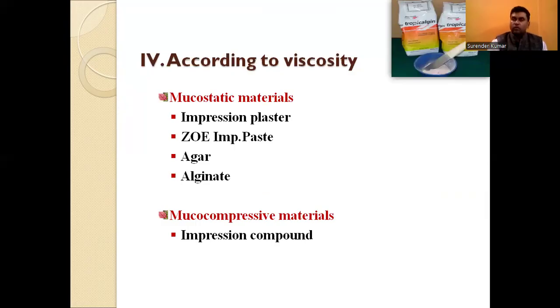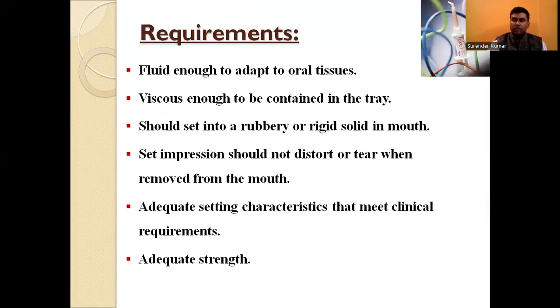According to viscosity, they can also be classified into mucostatic and mucocompressive materials. Mucostatic means they do not compress the tissues while making an impression. For that, we can use impression plaster, zinc oxide impression paste, agar, and alginates, and they have to be of low viscosity basically. Now coming to mucocompressive, that is impression compound, which compresses the mucosa while making an impression.